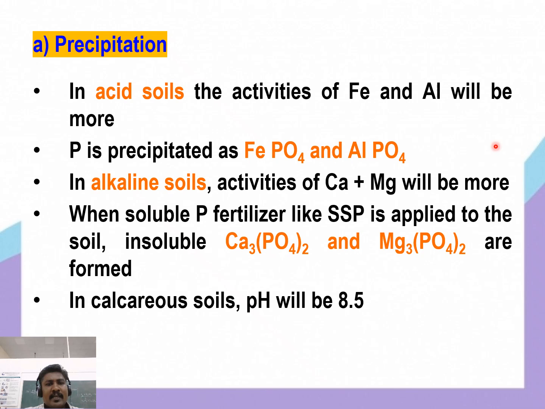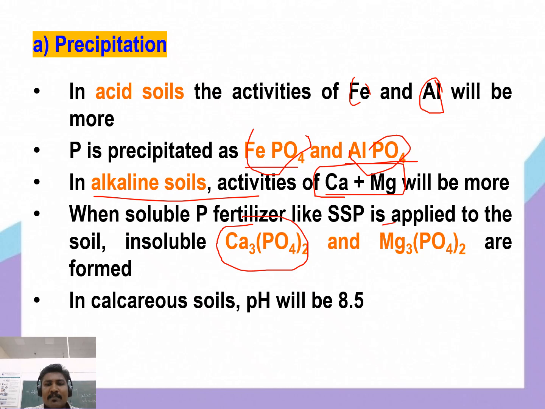Like precipitation in acid soil, as I told, iron and aluminum activity is very, very high. So this iron and aluminum will react with the phosphorus to become iron phosphate and aluminum phosphate. It is an insoluble, precipitated form, very difficult to separate. Then in alkaline conditions, the dominant ions are calcium and magnesium. This calcium and magnesium react with phosphorus to produce calcium phosphate and magnesium phosphate. These are also very bound forms.